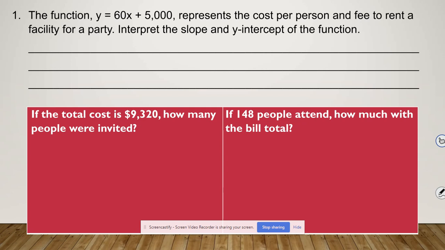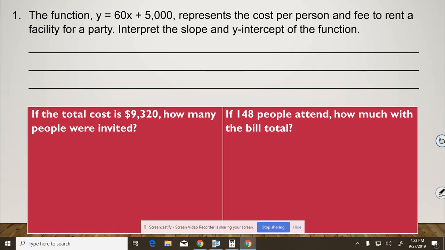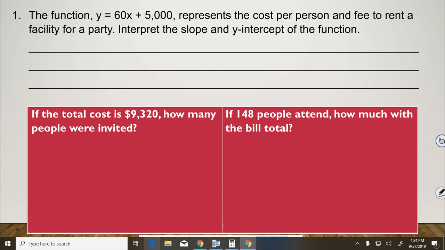The function y equals 60x plus 5,000 represents the cost per person and fee to rent a facility for a party. Interpret the slope and y-intercept of the function. So remember, slope is like the rate, y-intercept is the beginning amount. So in this case, the slope is 60 and represents the cost per person.